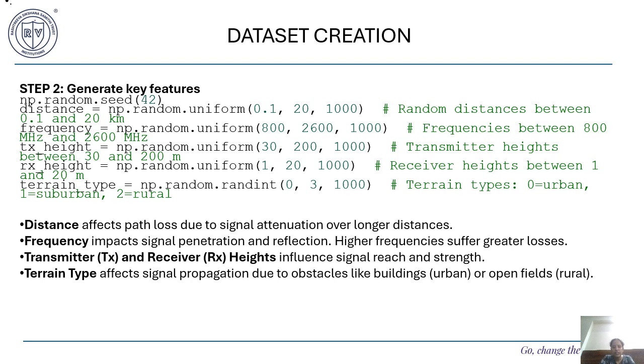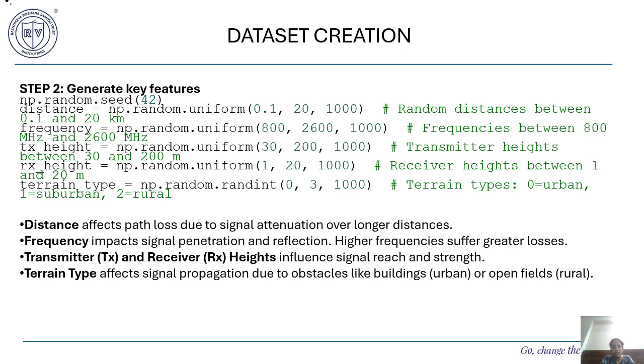Distance affects the path loss due to signal attenuation over long distances. As you can see, it has been taken from 0.1 to 20 kilometers. Frequency impacts signal penetration and reflection. High frequencies suffer greater losses. The frequency that we are considering is between 800 MHz and 2600 MHz.